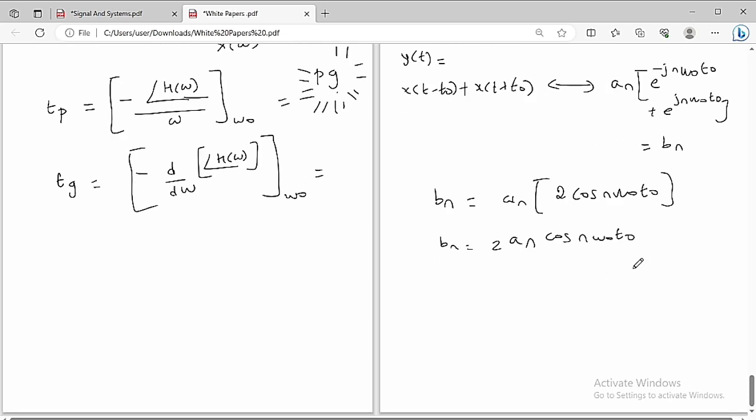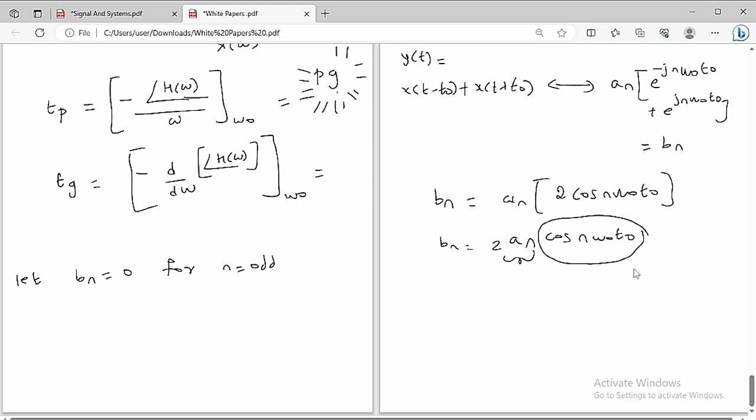So now what I will do? I will do like this. Let b n be equal to 0 for odd values of n. What is the meaning? For odd values of n, b n is equal to 0. So this 2 a n is a constant, it cannot be 0. So only this cos function should be equal to 0 for odd values of n.